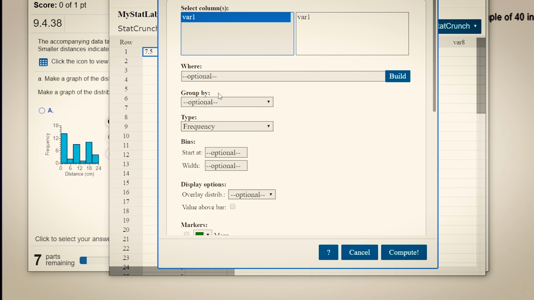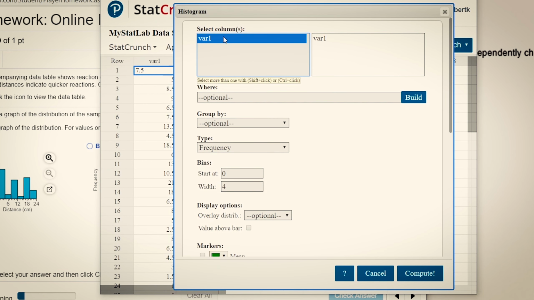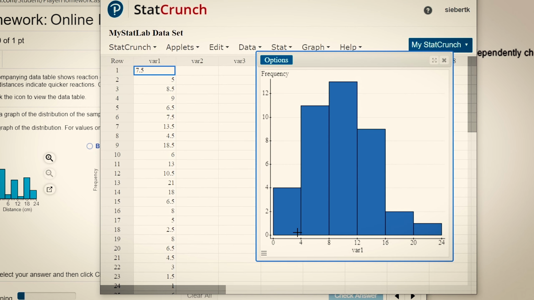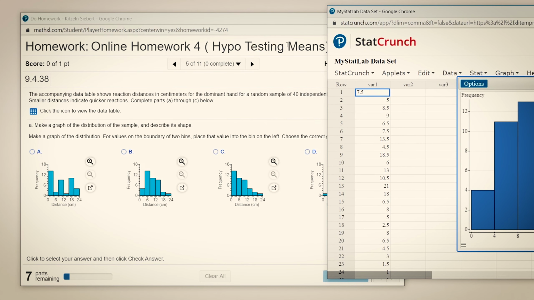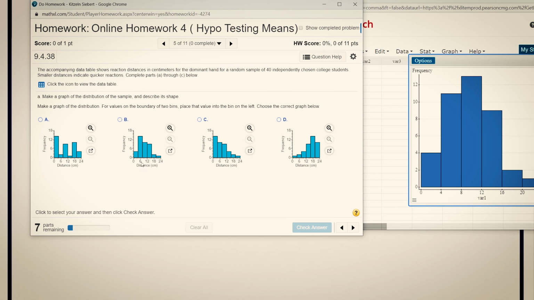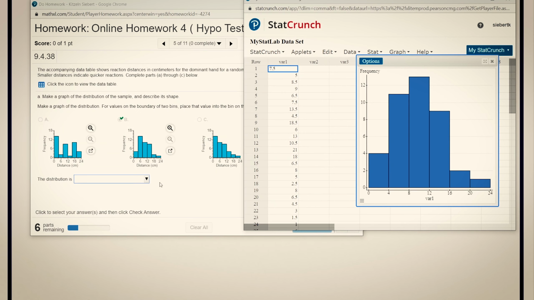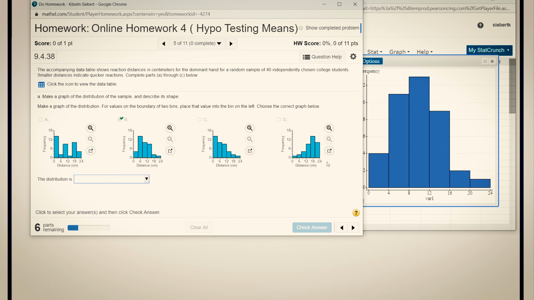I'm going to make a histogram. I'm going to select column 1, and then my bin started at 0 and the bin width was 4. So I get this kind of graph right here. Let's see if that matches any of these. B. Sweet. This distribution looks like a turtle to me, and the tail is on the right side. So this distribution is slightly skewed to the right.